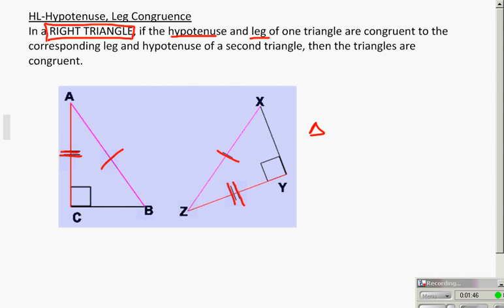And so my congruent statement would be triangle CAB is congruent to triangle. C is the right angle, so Y. And then I went down the two side to Z, and then X is my congruent statement.